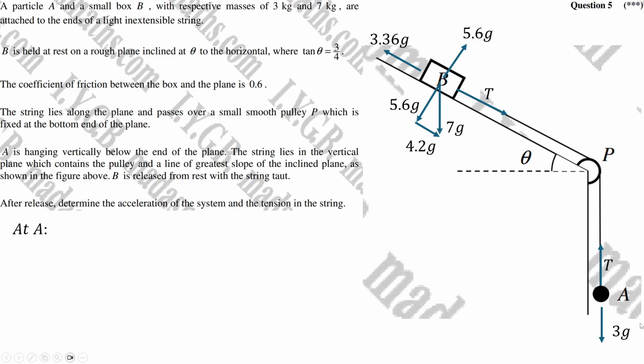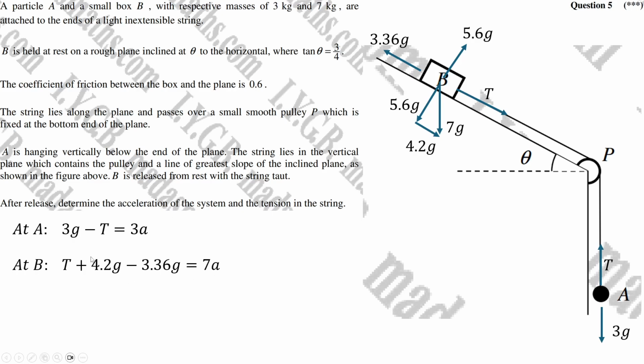If we have a look at A now, A is moving down because the entire system's released from rest, and so this is just moving down. This is 3g take away T as the resultant force acting down equals its mass 3 multiplied by the acceleration a. And then at B here, I'm going to have a look at this direction here, and so we'll have T take away 4.2g take away 3.36g as the resultant force equals its mass 7 multiplied by the acceleration a. They're connected, so they have the same accelerations. So you can just rearrange for a here and put it in there.